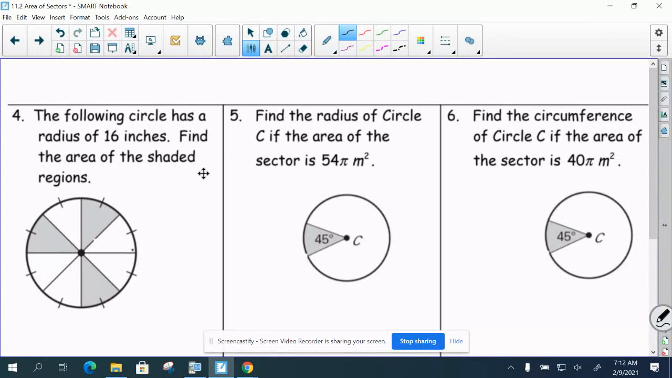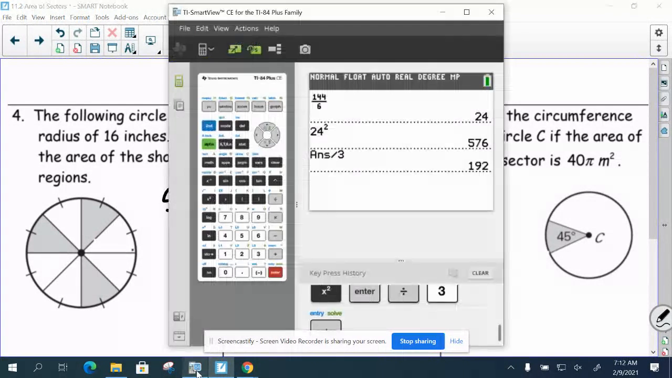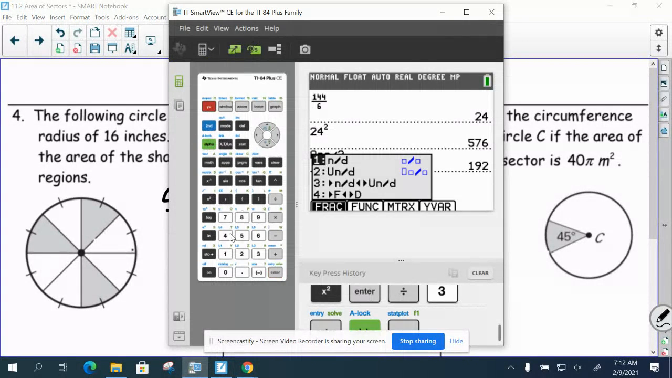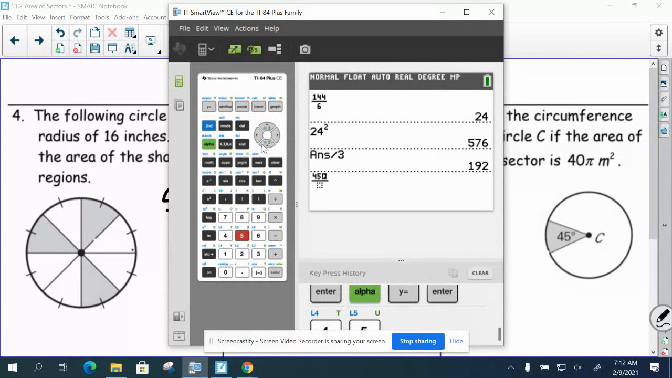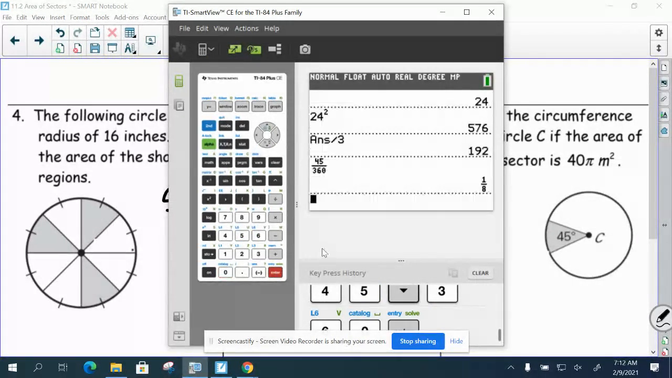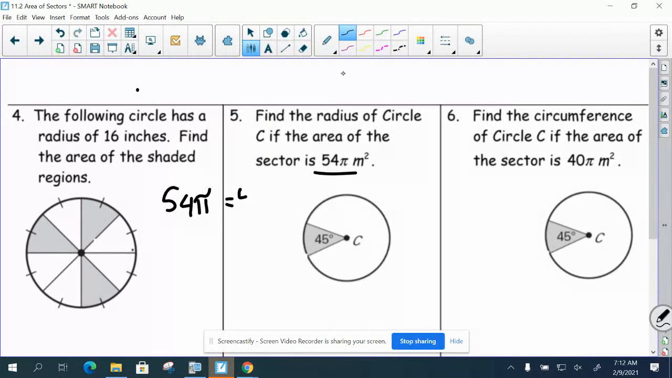This one is area, that's nothing new. This one is find the radius. So here we'll have to work backwards. They give us what the area is, so we'll say 54 pi equals, we know the fraction, 45 over 360, and I'm going to check in my calculator what 45 over 360 is, so I can simplify it. That gives us 1/8. Probably could have already figured that out. If 90 over 360 is 1/4, 45 over 360 is 1/8. So that's 1/8 times pi times the radius squared, which is what we're trying to find.